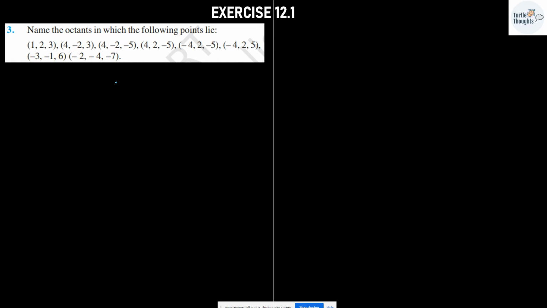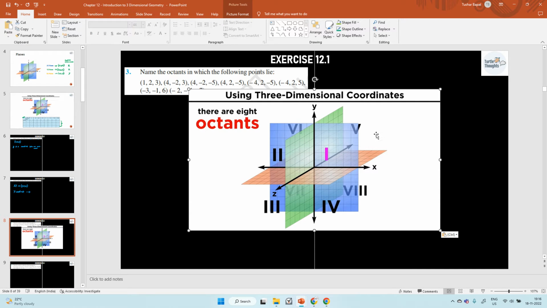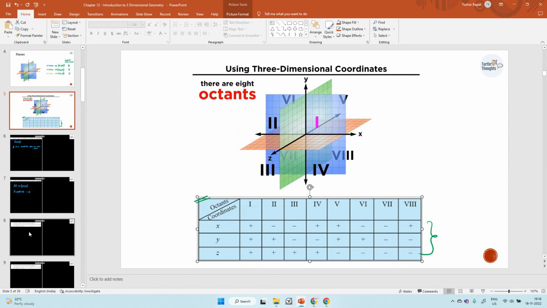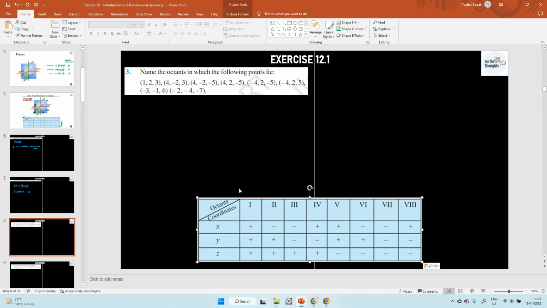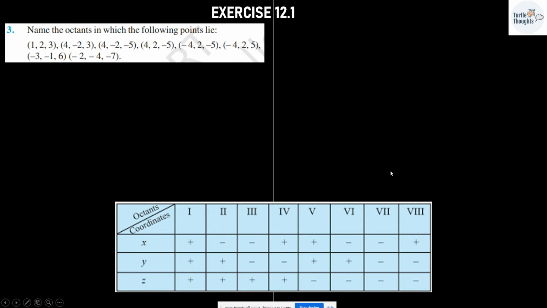So y is going to be equal to 0. The third one: name the octants in which the following points lie. Let me do one thing, let me copy that table here. So I think it is going to be easy for you guys. Yes. Now, the first one, 1 comma 2 comma 3, which octant is it going to lie in? This is going to lie in the first octant because all are positive.